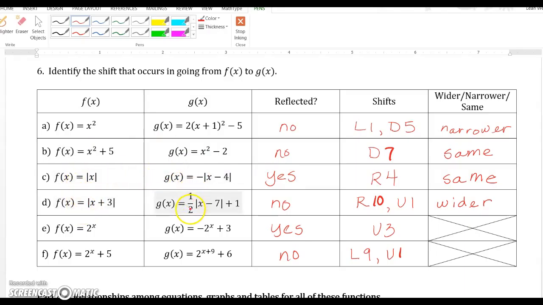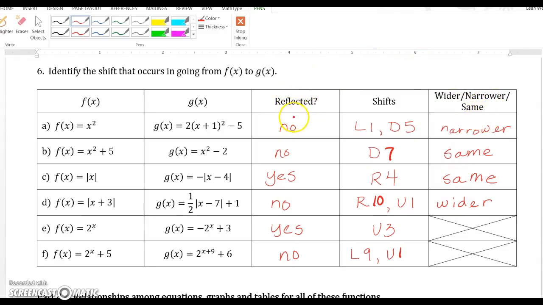Positive here, this is also positive, so not reflected. Positive here, negative here, so yes, it's reflected. Positive here and positive here, so no, it's not reflected. Okay, and I'm going to skip over and do this column next so it's easier. So remember, the wider, narrower, or the same also comes from that same a value that we were looking at to see if something was reflected.